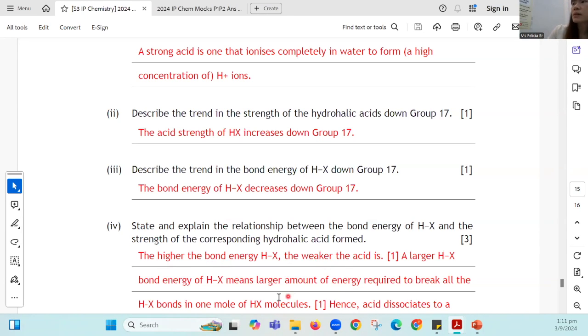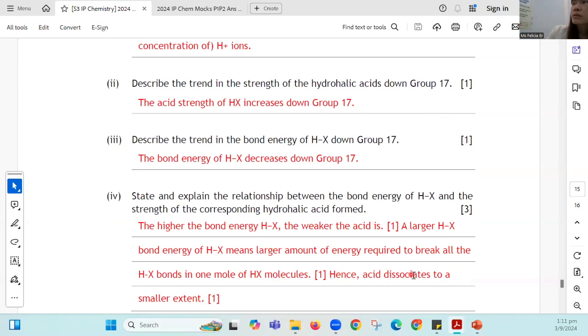The reason is, let me scroll down a bit. Oh yeah, true. If you cannot break the bond, that means they don't dissociate, or they dissociate partially. That would be a weak acid. That's why higher bond energy means weak acid, because they cannot dissociate. Okay, so I shall move on. I will give you the answer key anyway, so you can slowly copy it at home. So you can understand the logic behind it, right? If very strong, you cannot break, cannot dissociate. Cannot dissociate, that is weak acid.